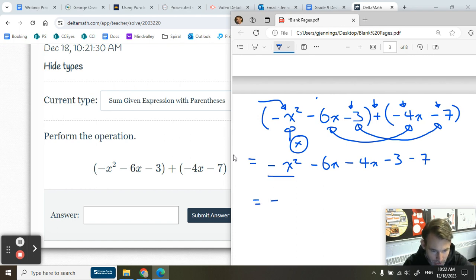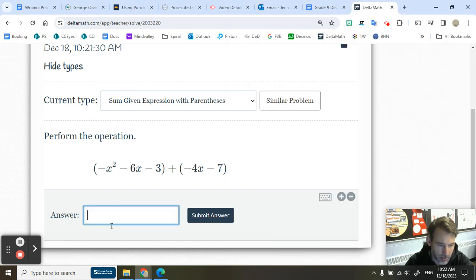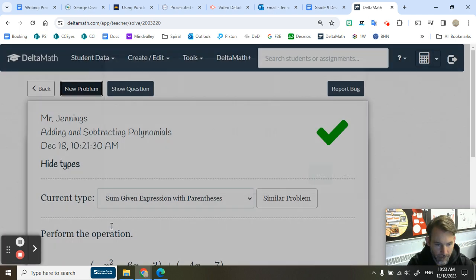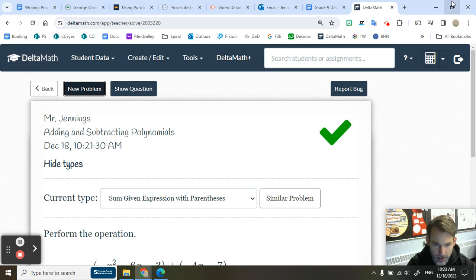This one has no like terms, so it's just there all lonesome. Negative 6x minus 4x, well, that's a combined total of negative 10x. And negative 3, negative 7 is negative 10 also. So this is the final answer, negative x squared minus 10x minus 10. Hooray. So that's how those are done.